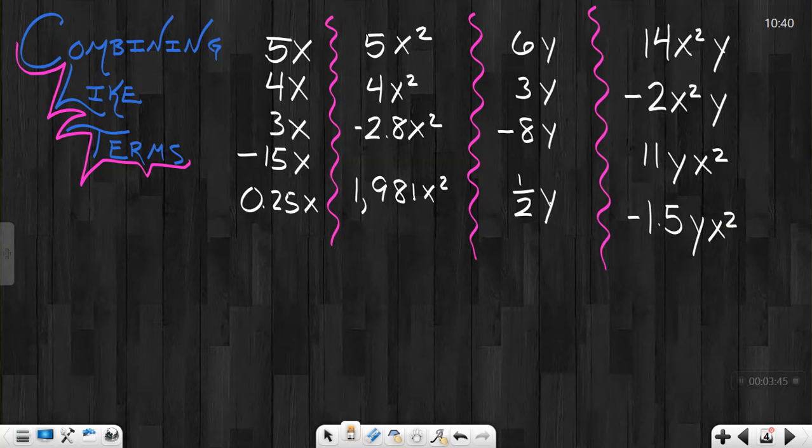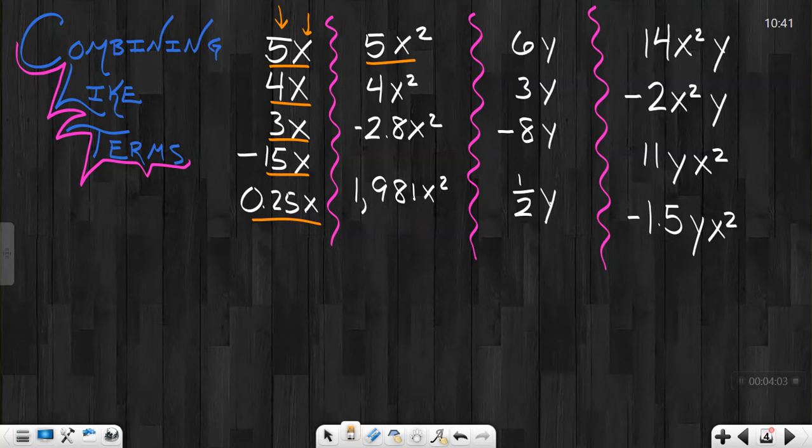Take a look at these terms. These are all like terms. So as we look, we've got 5x, 4x, 3x, negative 15x, 0.25x. The coefficient, the number in front of my variable, is different on all of these, but my variable is the exact same in all of them, making them all like terms.